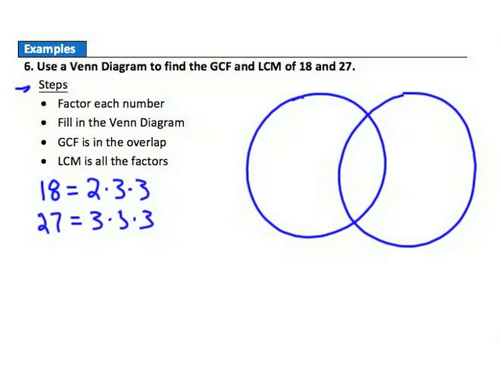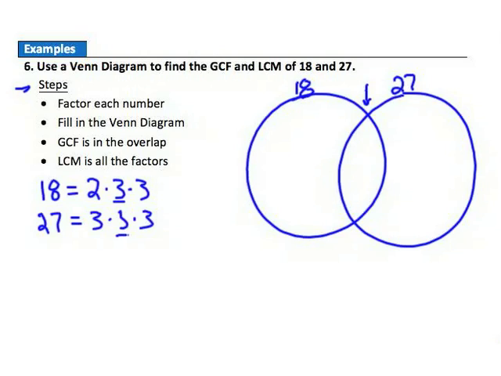You notice I've drawn a Venn diagram. This circle is going to represent 18. This circle is going to represent 27. So remember, to fill in the Venn diagram, the things they have in common are going to go on the overlap. So let's start there. Let's take a look at our factors. And if you look at 18 and 27, they have a pair of 3's in common. So I'm going to write that 3 in the overlap.